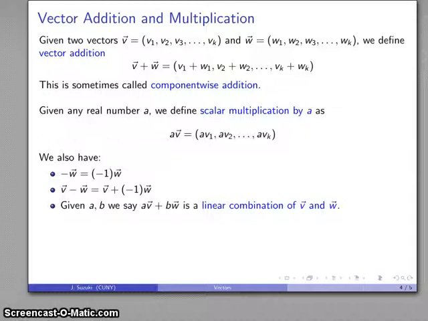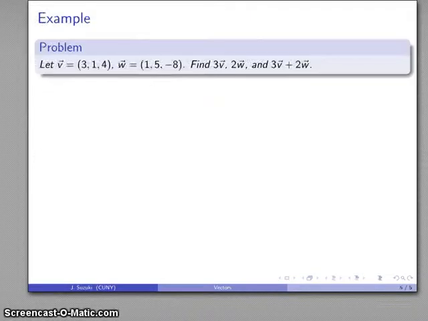And given two real numbers and two vectors, I can talk about the linear combination of those two vectors. And again, I can extend this idea of linear combination to as many vectors as I want. So let's take a look at an example. So here I have two vectors v and w, and I want to find a number of different quantities.